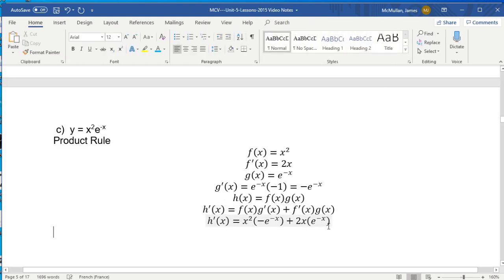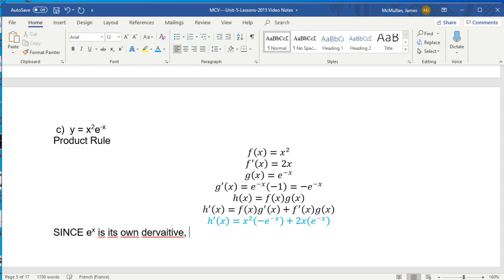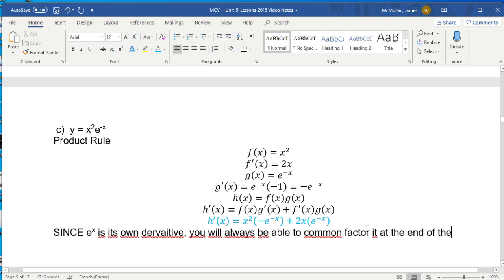Now I want you to notice something about this. Really important idea here. Since e to the x is its own derivative, you will always be able to common factor it at the end of your differentiation. Now this is hugely important because, why is this important? Because if you want to solve this, which we often do, right?